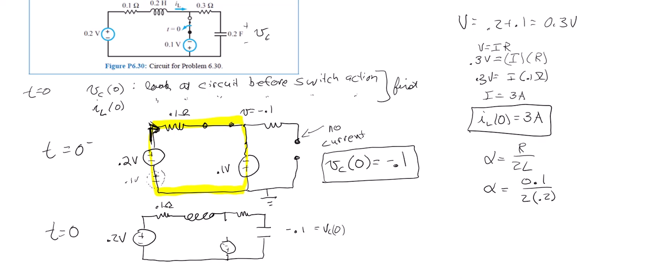Did I lose a resistor? I did. I lost this resistor over here. This is 0.3 ohms. It was not part of my first circuit, but it is part of this circuit. So together I have 0.4 ohms. So alpha is 0.4 over 0.4, or alpha equals 1.